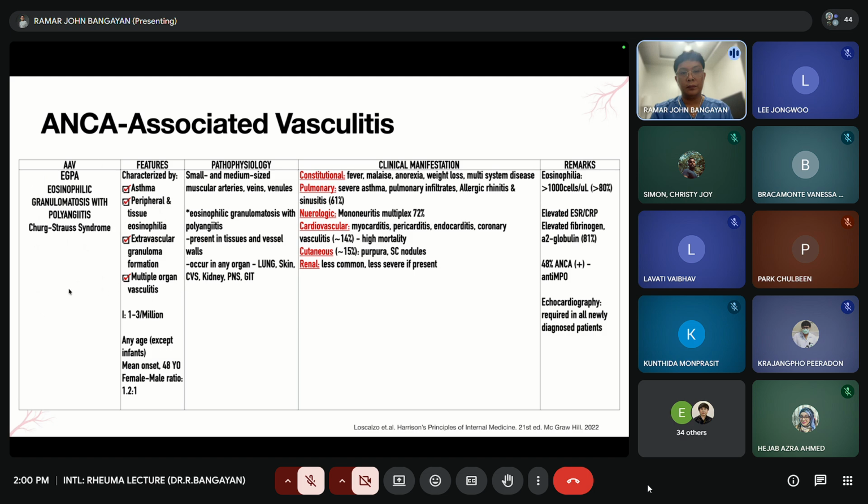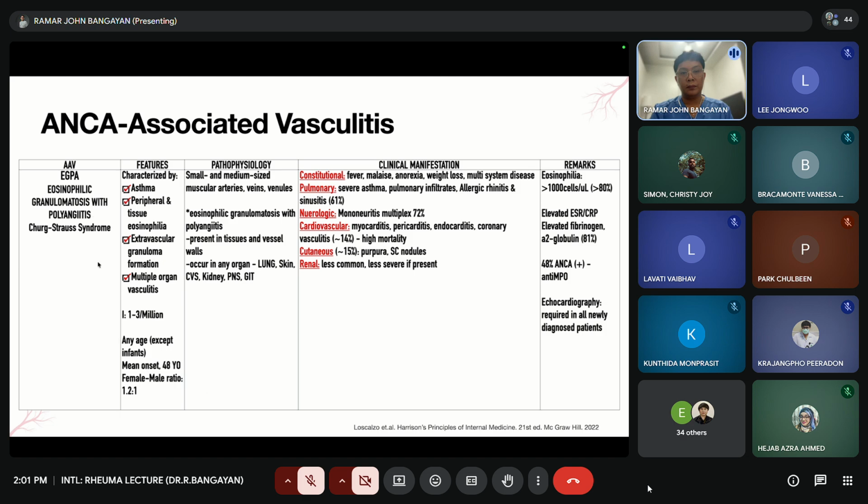But it's relatively less common. It affects 1 to 3 individuals in a million population. It affects any age except your infants. Why? Because at this age, they did not develop the hypersensitivity reaction yet. Is that correct? Did you know that infants do not get hypersensitivity because they don't have the antibodies yet? So the mean onset of age is usually 48, and females are more commonly affected than males.